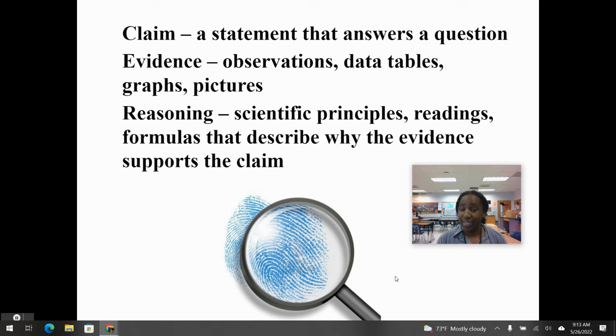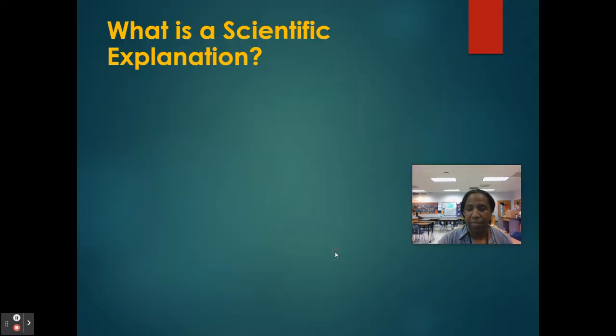Now, your reasoning. Your reasoning is based on scientific principles, which means you may have to do a little research to figure out and determine what scientific principles support your claim and also back up your evidence. You can use readings or formulas that describe why the evidence supports the claim. And again, when writing your claim, evidence, reasoning, we want to stay away from that System 1, System 2 thinking. Remember that from the video, you want to stay with the correct frame of thinking.